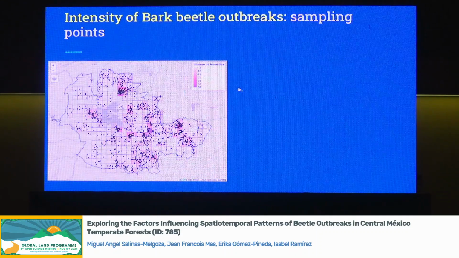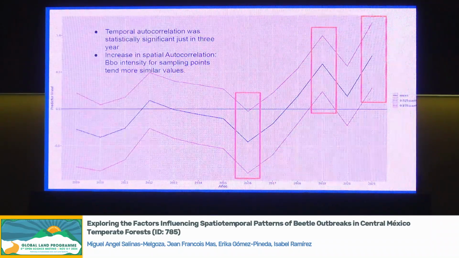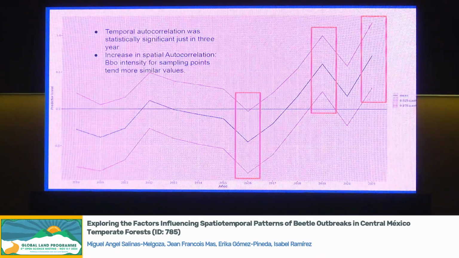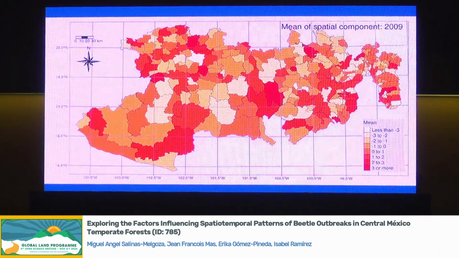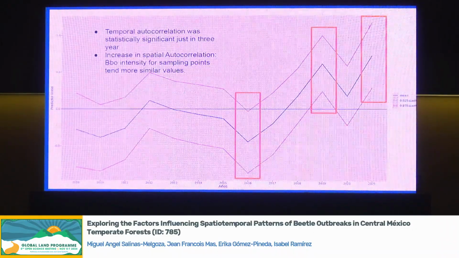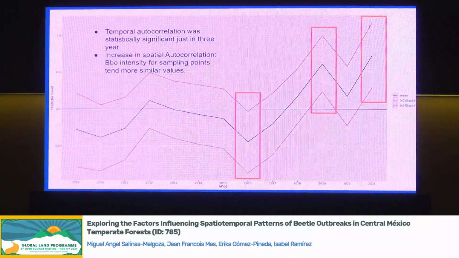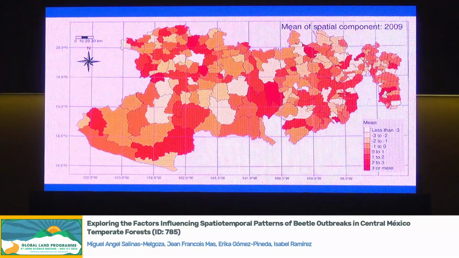We count all the outbreaks that happen in those areas, and try to obtain the spatial autocorrelation and temporal autocorrelation. The temporal autocorrelation was mainly significant in some years, mainly in 2016, 2019 and 2021. They are increasing, but we also find quite a heterogeneity in the patterns.